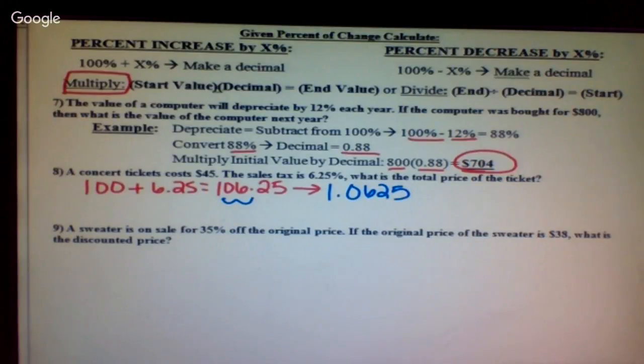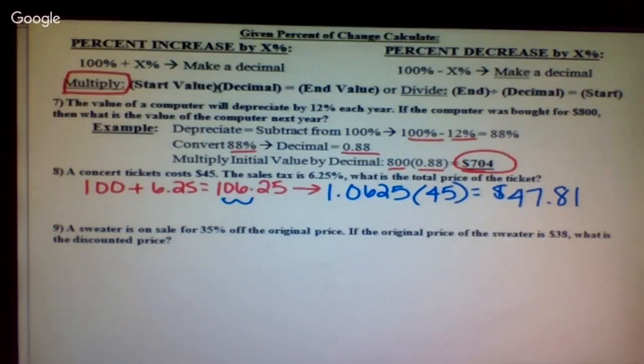Okay, they gave us the original price. We need to get the new. So we multiply. So my tickets were $45. We multiply that by what it's increasing by, and this will give you your new ticket price. How much are we paying for the concert tickets? $47.81.